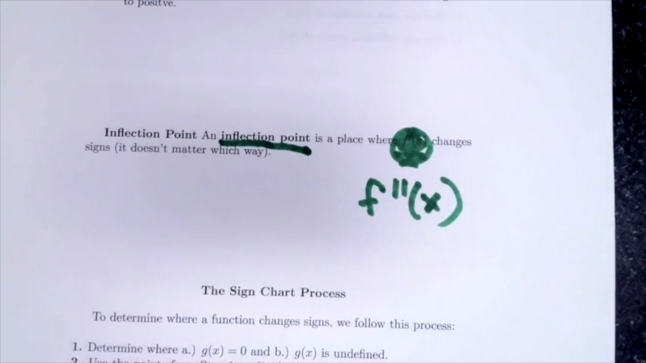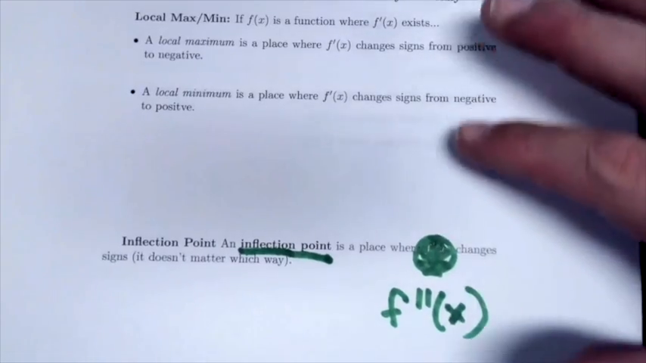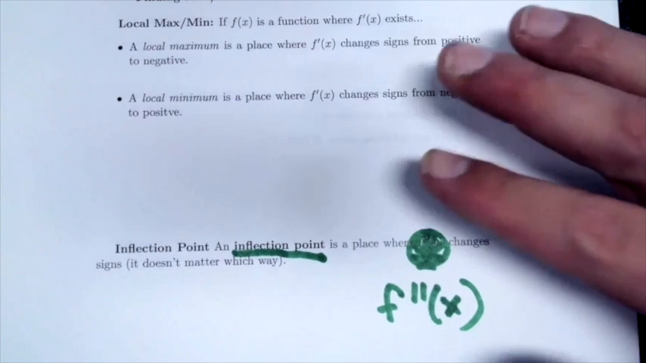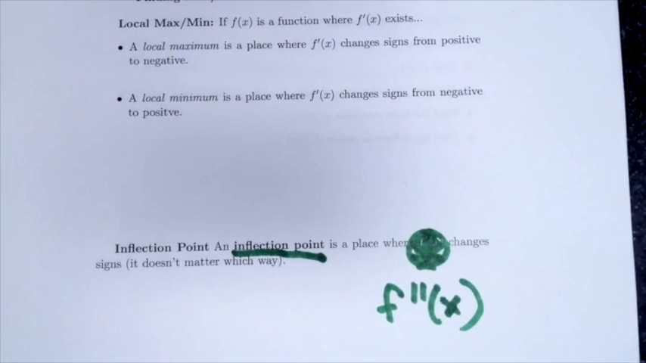But notice both of these things are about changing sign. Local maximums and local minimums change sign in a particular way. For inflection points, the second derivative just changes sign. And so there's a process that we can always follow to determine if a function changes sign, and it's called the sign chart process. So we make what's called a sign chart.